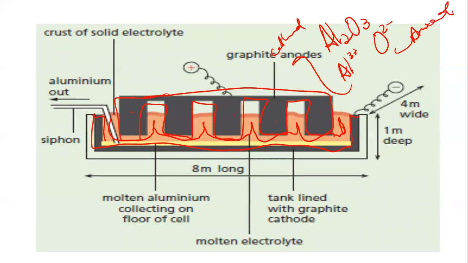Now let's try to make the half equations. So the half equations are not different. There's nothing different about it. We're going to make them exactly the way we made them before. Now, can you tell me what process takes place on the cathode?